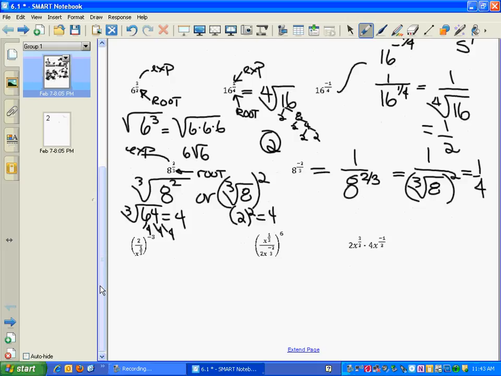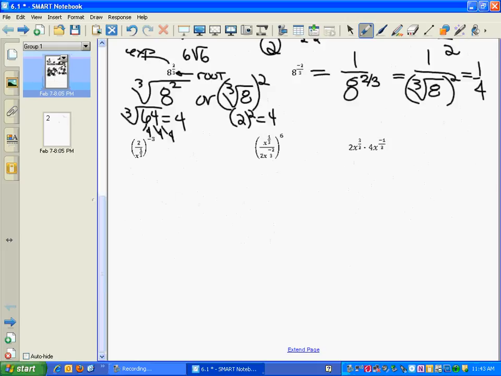Okay, so this is where you need to know your rules for your powers. If you don't, this will mess you up. So raising powers to powers. What do we do with those numbers?